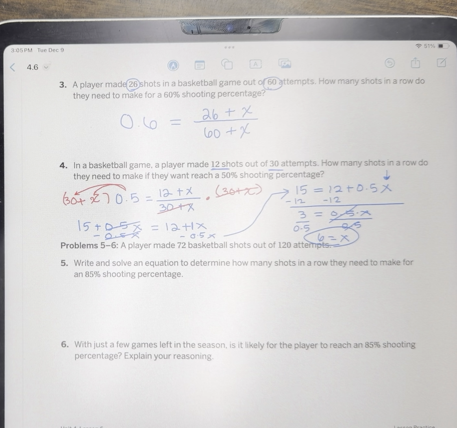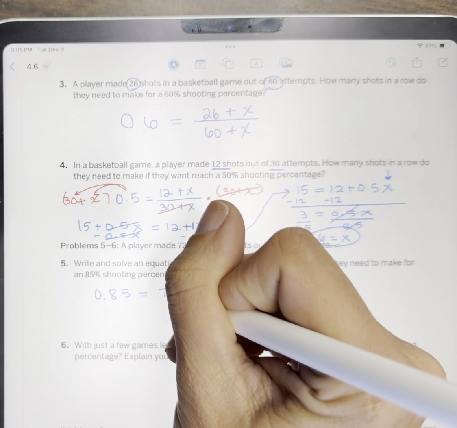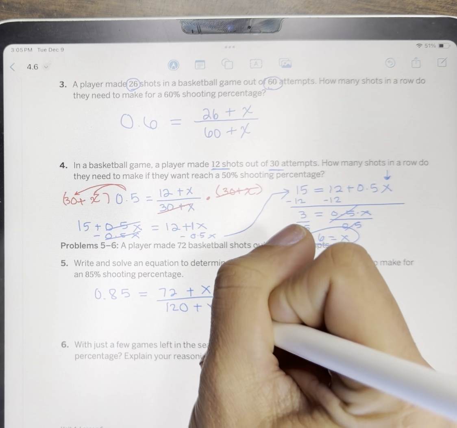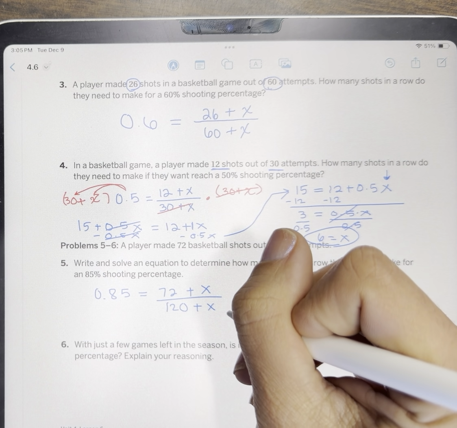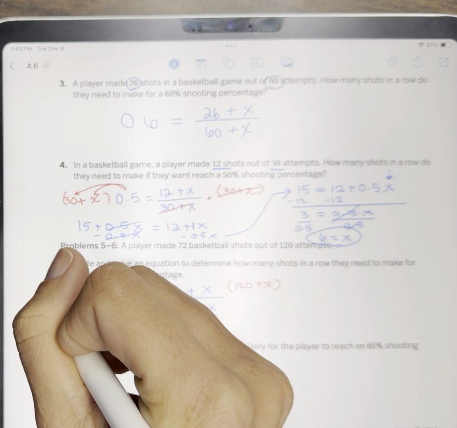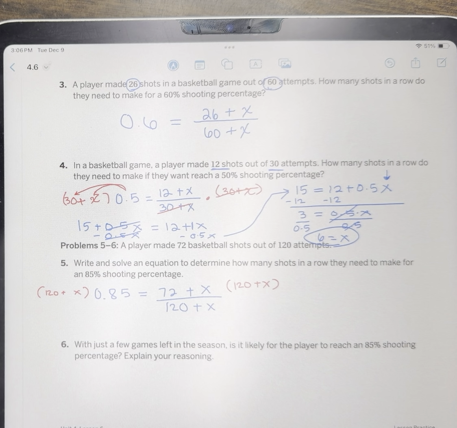Okay, a player made 72 shots out of 120 attempts. Write and solve an equation to determine how many shots in a row they need to make for an 85% shooting percentage. Here we go. We need that 0.85 to equal the 72 over the 120, but more shots are being taken, so they're going to get added to the top and the bottom, and now we solve, just like here. Step 1, get x out of the denominator by multiplying by whatever that denominator is. Okay, and now on the right side, we're going to cancel that out. So go ahead and do that.